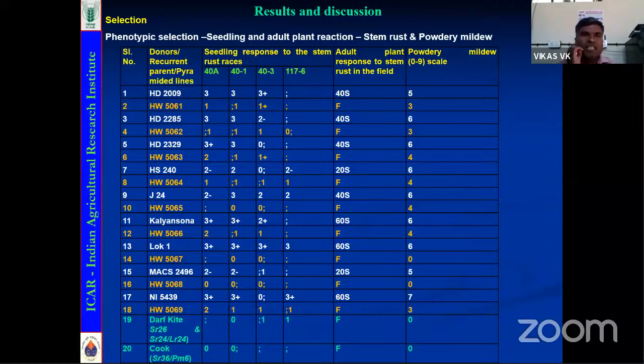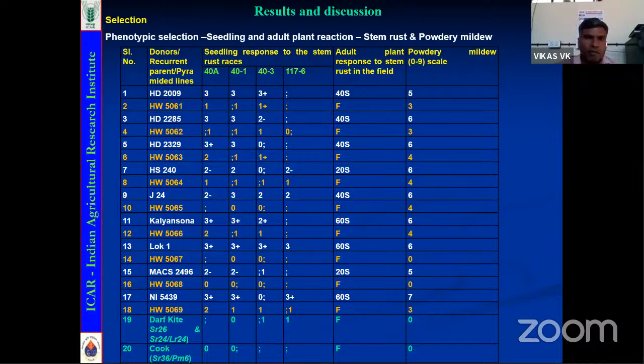This is the result which shows the phenotype selection at the seedling and adult plant stage for stem rust and powdery mildew. You can see the recurrent parent and the HW numbers, which are the introgression lines. The recurrent parent has 3 plus, susceptible, but the introgression line has 1 plus, so it is showing a resistant reaction. Similarly in the adult plant, the susceptible parent is around 40S, but the introgression lines are around 3. That shows that these genes are giving high resistance to the prevalent races.